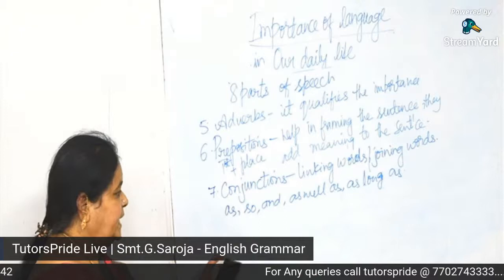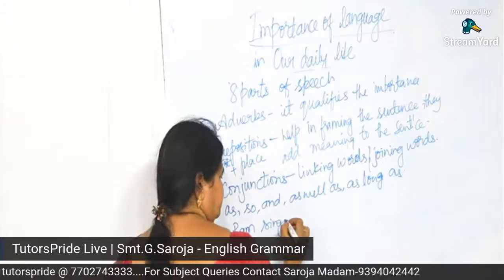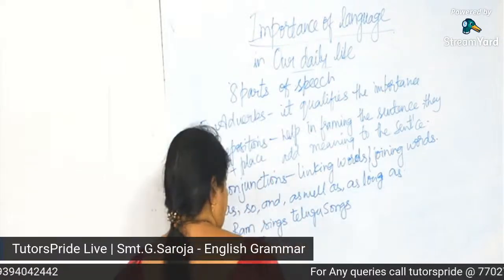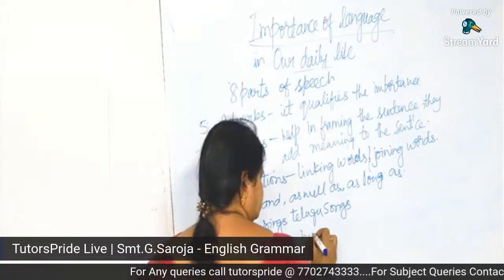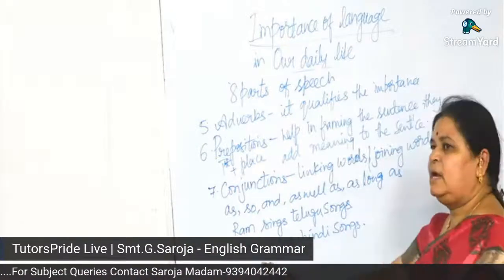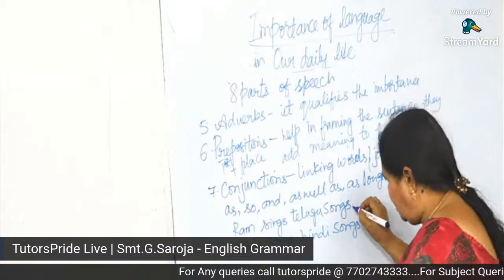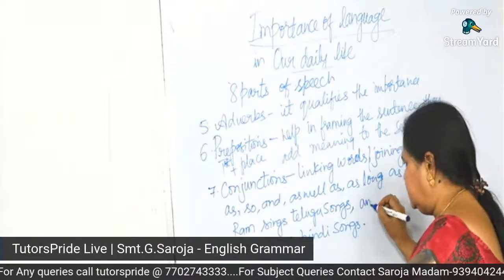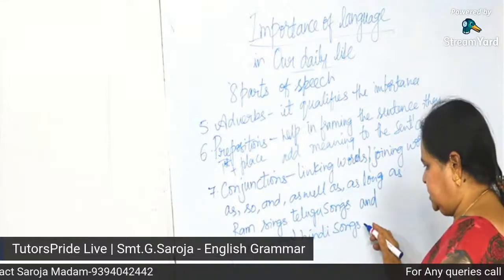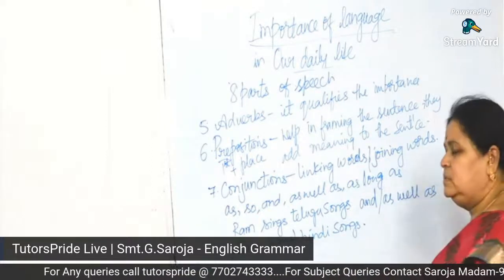Now, when we add these conjunctions, we change two simple sentences into one sentence. Clear? For example, now these two are sentences. Ram sings Telugu songs. Ram sings Hindi songs. Now we join these two sentences by changing the full stop into a comma. Ram sings Telugu songs and Hindi songs. Here we are removing this. And one more way also we can write: as well as. These are also connecting words.